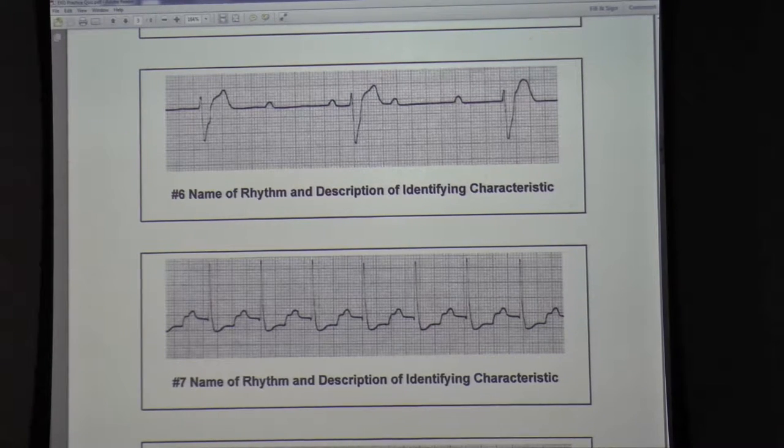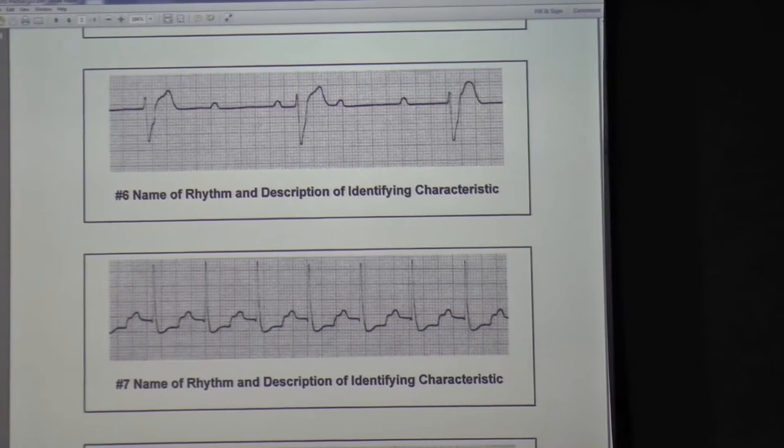Now, what would be some people's thoughts on this, so I know which way we're working? Okay, so it could be a second degree type 2 or a complete heart block. So let's look at trying to figure out the difference between it being a second degree type 2 and a complete heart block. So does everybody remember what we said the AV node does?